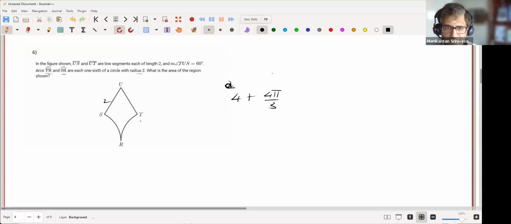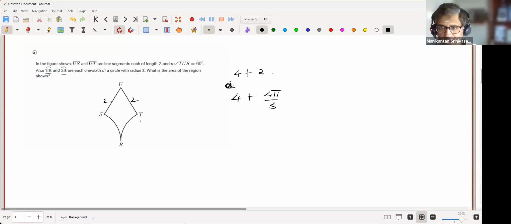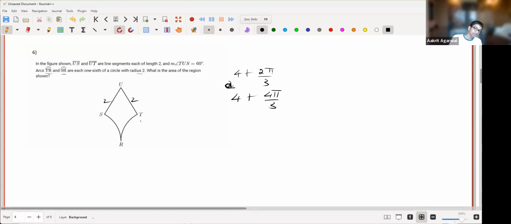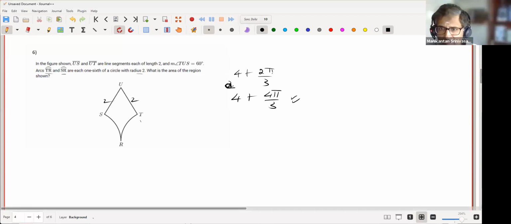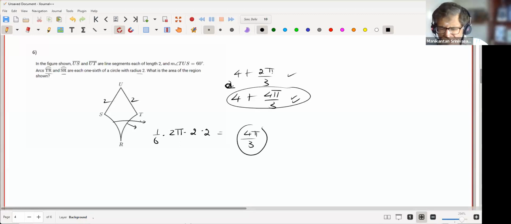Okay, let's check. It's easy only. So 2, 2. Sir, I got 4 plus 2 pi by 3. Okay. All right, let's check. So this is 2. One other answer, Akrit: 4 plus 4 pi by 3. Okay, so 2 people this, 1 person this. So 2 sides give 4. And then this one is 2 pi r into 1/6, so 1/6 of 2 pi r. R is given to be 2. And there are 2 of them, therefore into 2. So it's indeed 4 pi by 3 that you have to add. Does it make sense? Whoever did this probably forgot to multiply by 2, right?